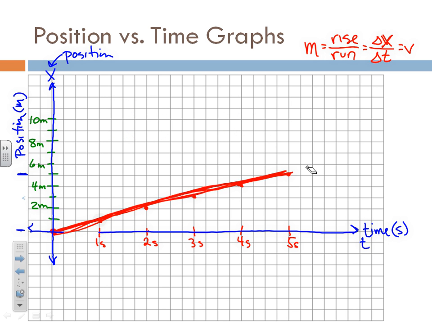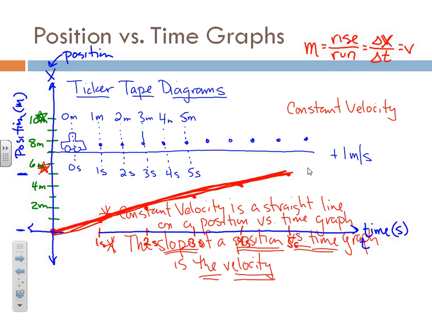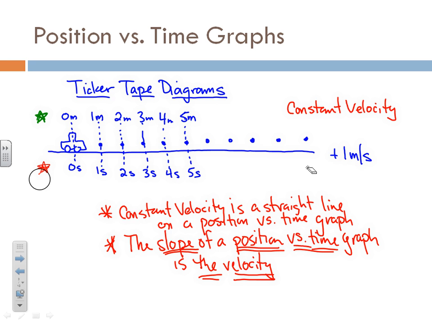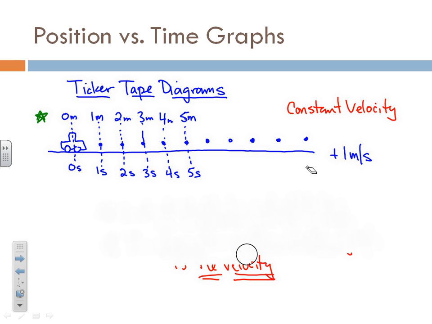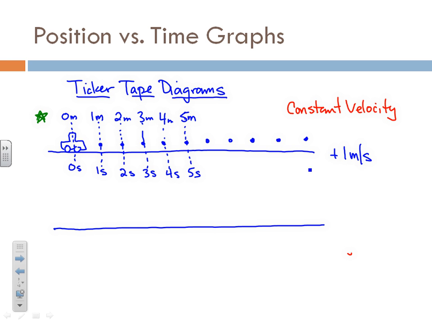So how does that change with different velocities? I'm going to go back to this slide and let's add another ticker tape diagram. We already did 1 meter per second. What does it look like if we do 2 meters per second? Well, if we remember back on our ticker tape diagrams, a velocity of 2 meters per second is faster. And one of the things we said about that was that the dots should be farther spaced apart.